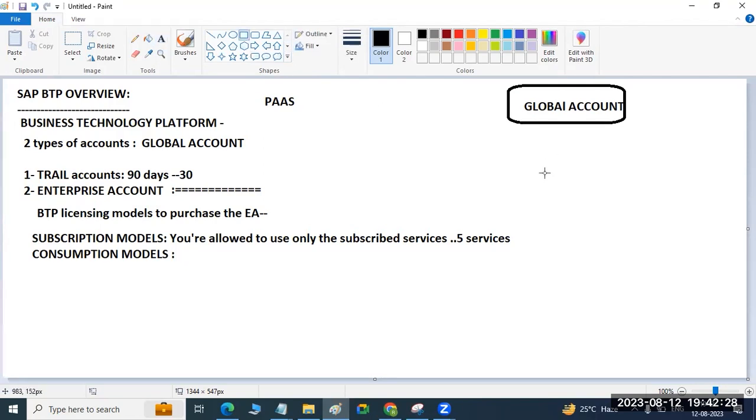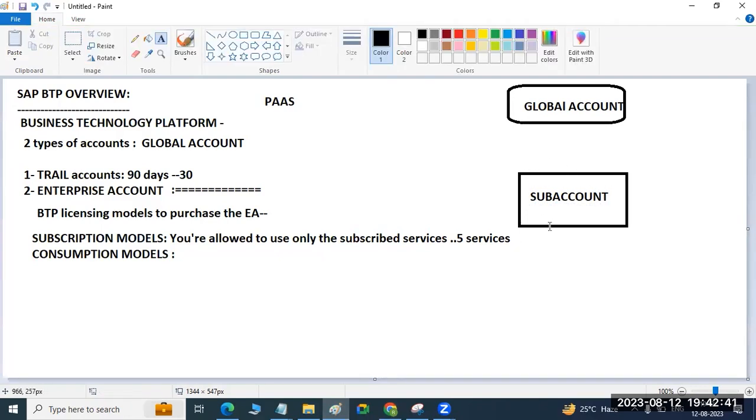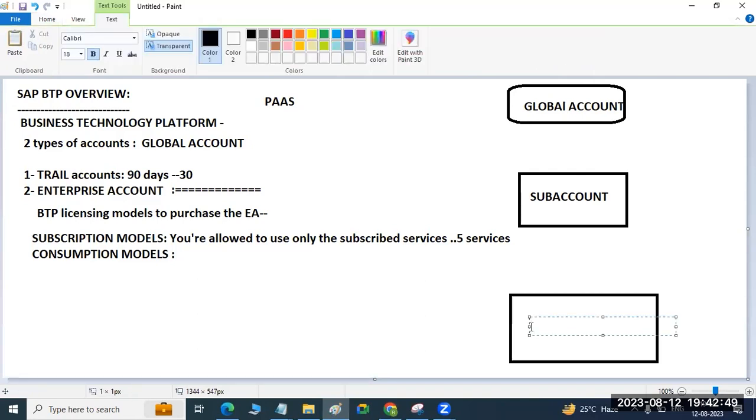Also, under this global account, you have to derive the sub accounts, which you have to deploy. The SAP people are not going to help you here. These configurations you have to deploy yourself. Then under this, you will get the environments. Upcoming, you will see what is meant by environment here.